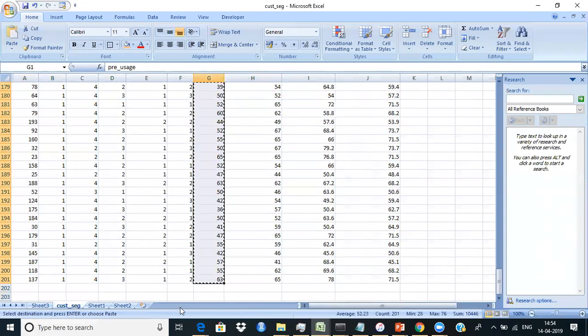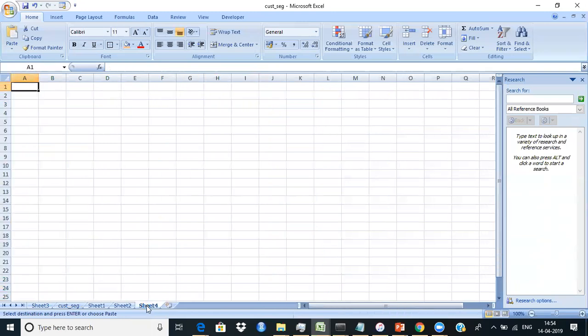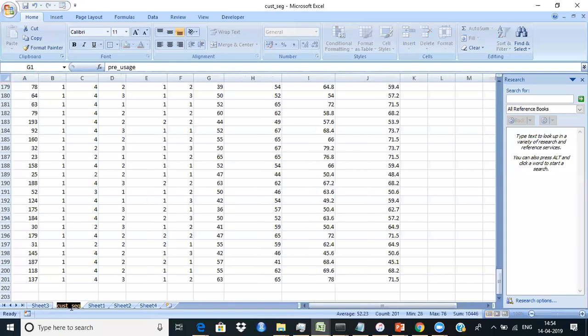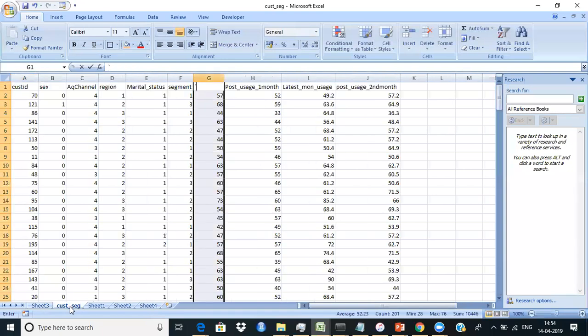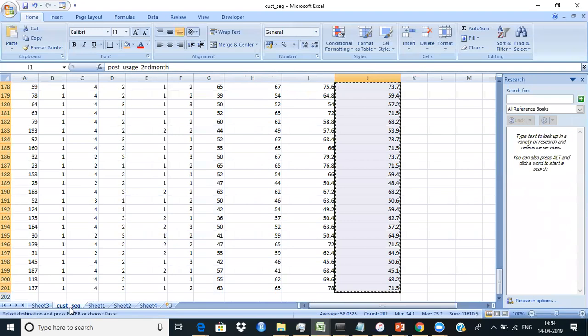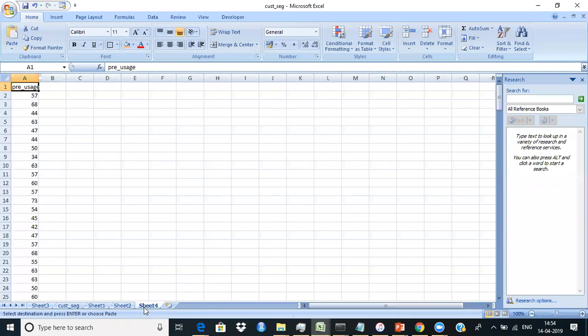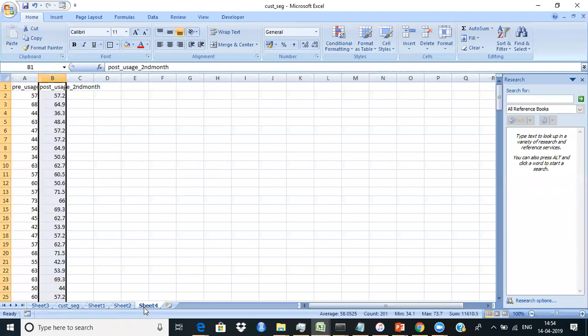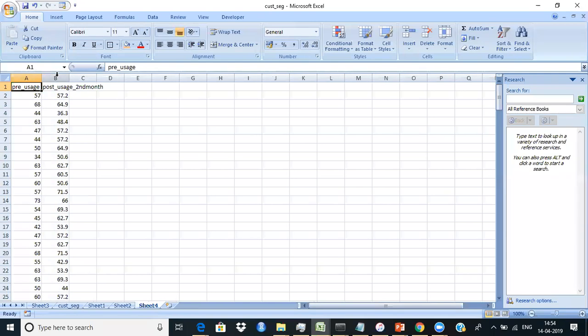So let's copy the columns. I'll first do it in Excel, then we'll do it in Python. So copy this column. This is pre-usage. Then we will copy usage after 2 months. So I want to see the relationship between these two, right? Okay. Now, what does relationship mean?